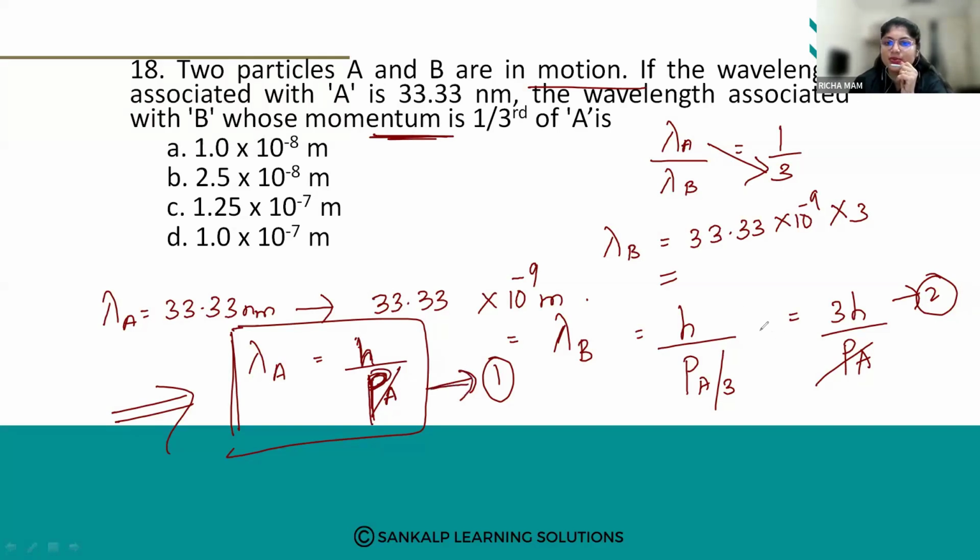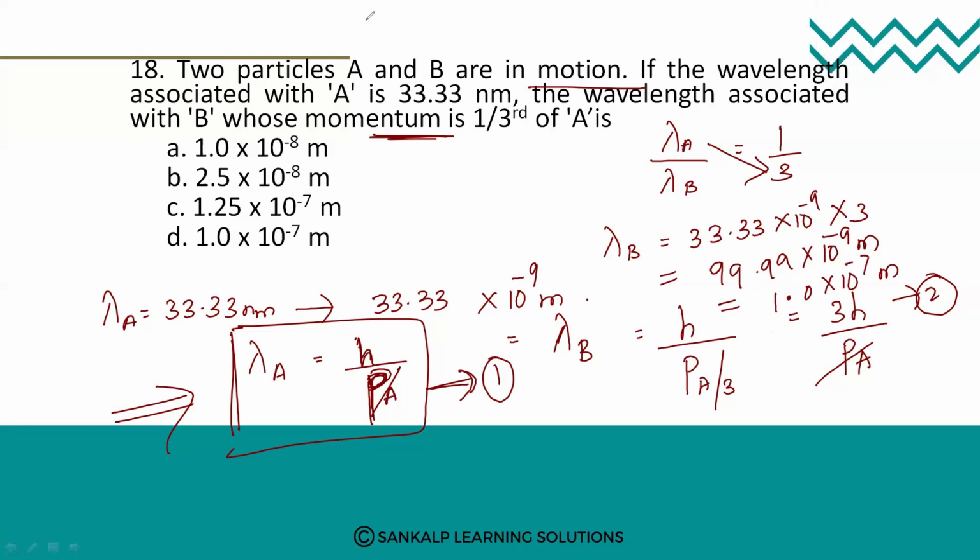That is 1/3. So by relating it, we are going to get the answer as 9.99 into 10 raised to minus 9 meter. If I round this, it is approximately 1 into 10 raised to minus 7 meters. So option number D is the answer.